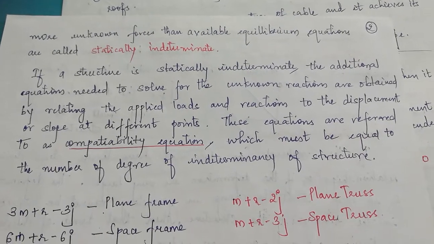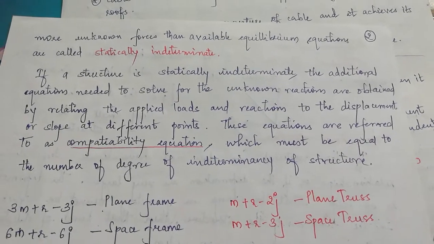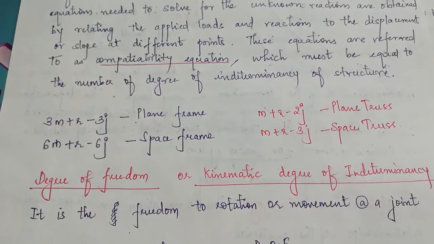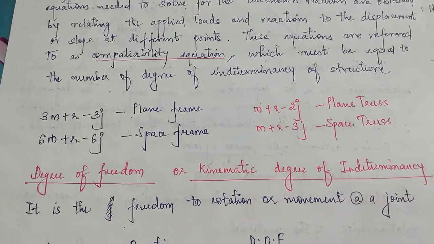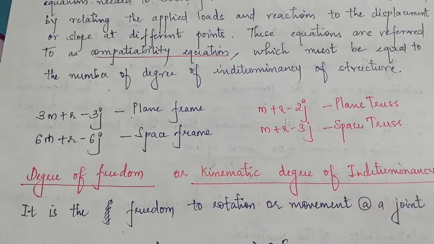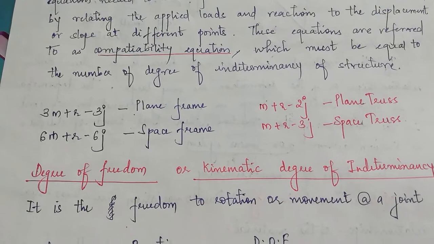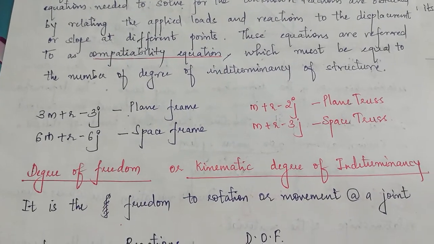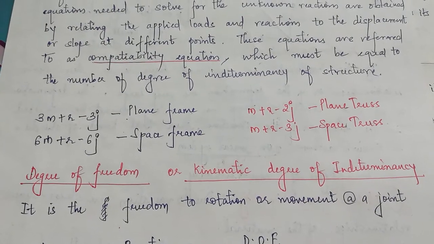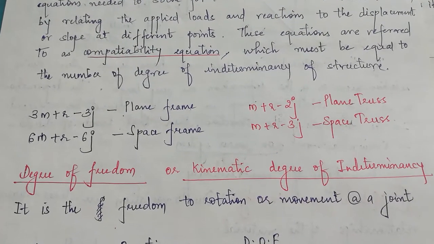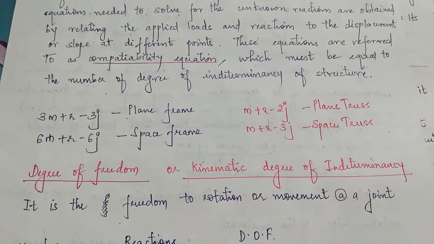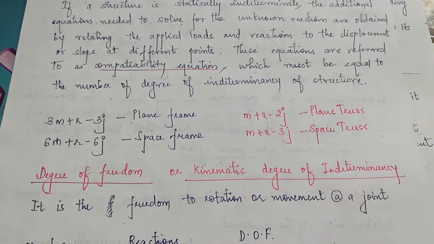Okay, now this word degree of indeterminacy has come into the picture. Now degree of indeterminacy means the number or the answer that we get after solving a problem for degree of indeterminacy, that is called how many unknown reactions are required for that problem to be solved.